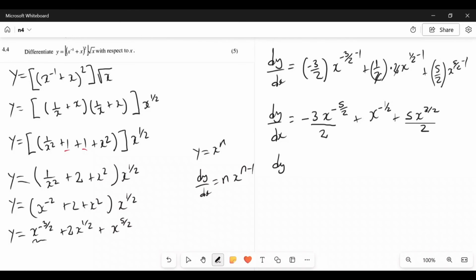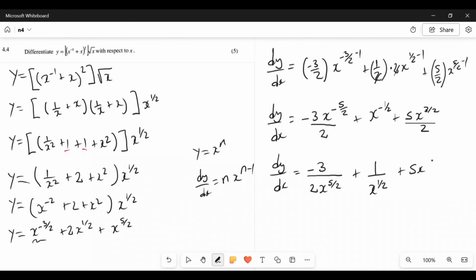So dy over dx is going to be negative 3 divided by 2. Since we changed the exponent, which is negative 5 over 2, we can make it x to the power of positive 5 over 2. Remember, if our exponent becomes positive, the base, which is x, is going to be on the denominator. Right, so let's continue. The second term here, we have x to the power of half. We can write 1 over x to the power of positive half. There we go. And the last term we changed nothing there because our exponent is positive.